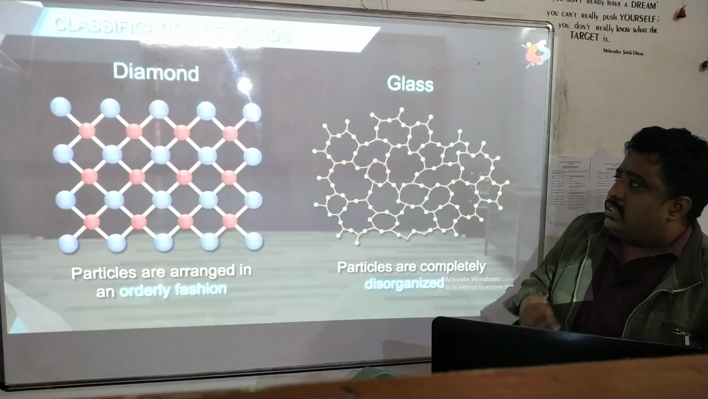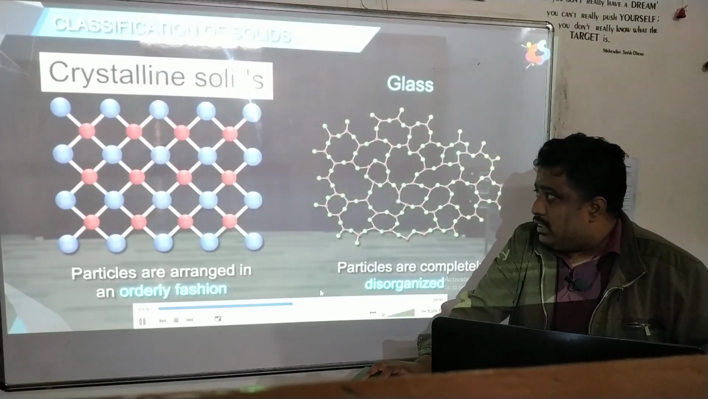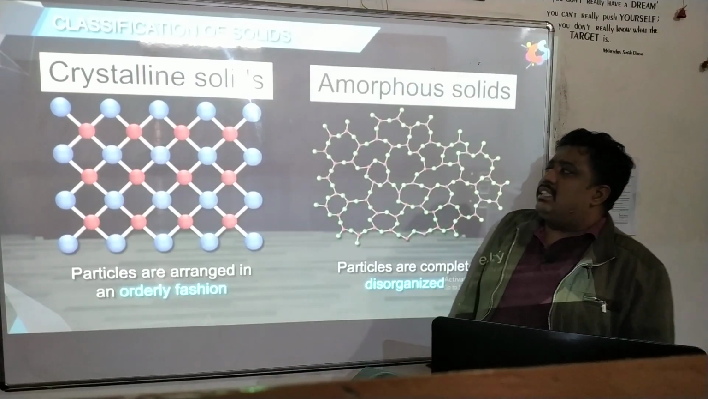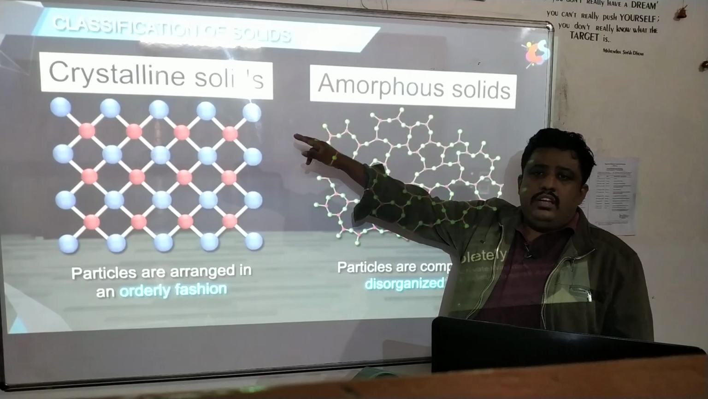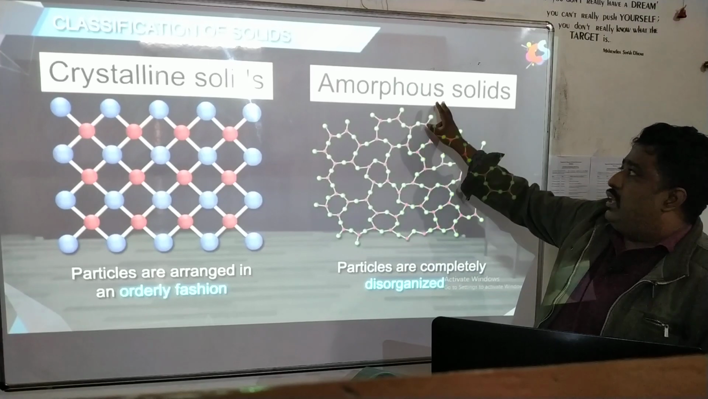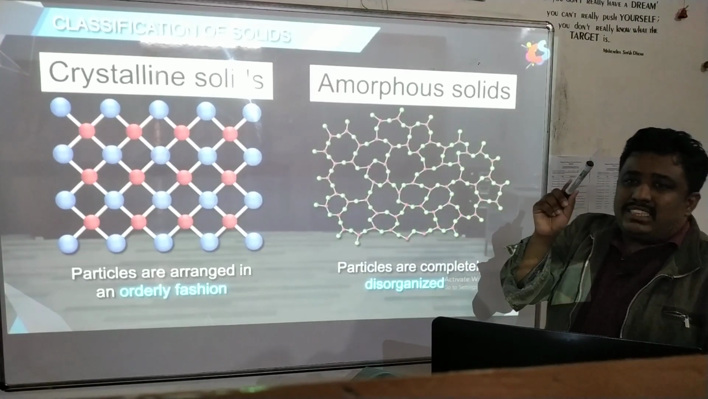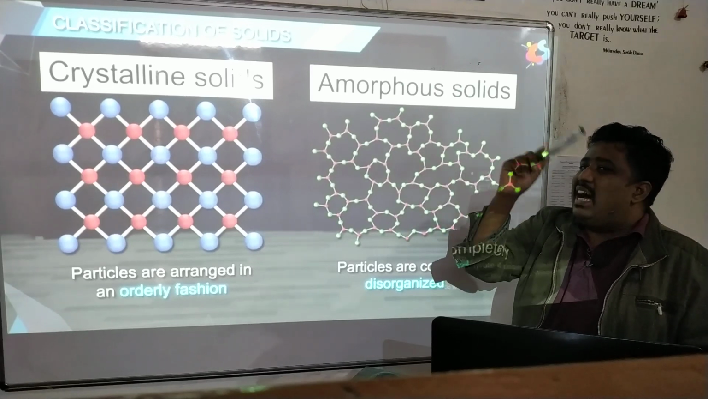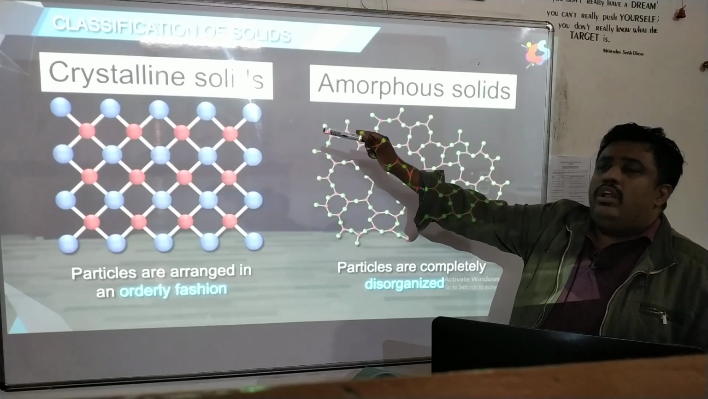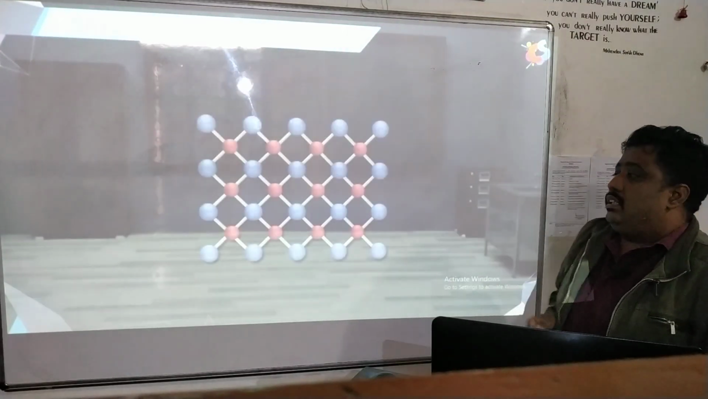Now, this brings about some difference in the properties, right? So, what is the difference in properties? Now, when there is a regular arrangement, we call such solids crystalline, right? And where there is a disorderly arrangement, we call such solids what? Amorphous, right? So, a disordered arrangement like glass, plastic, we say amorphous. When it comes to crystalline, like NaCl and diamond, we consider them as crystalline solids, right?